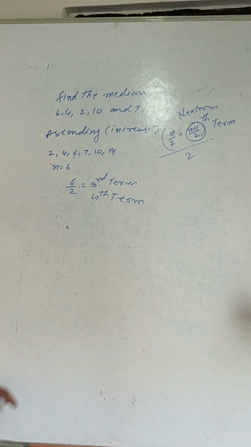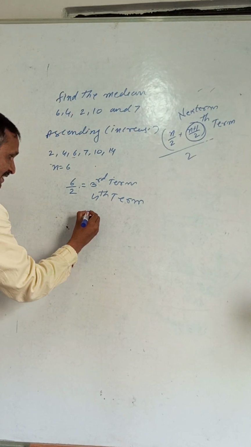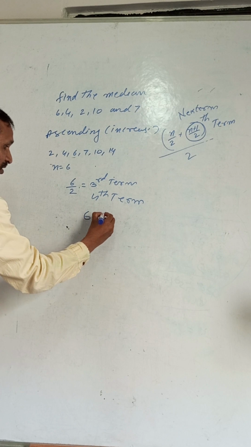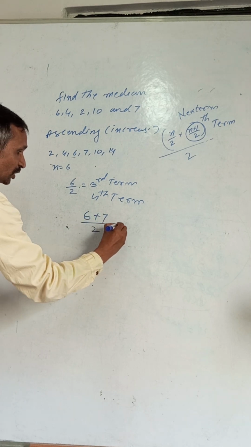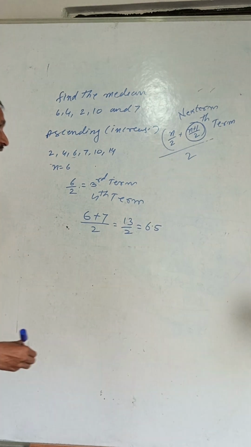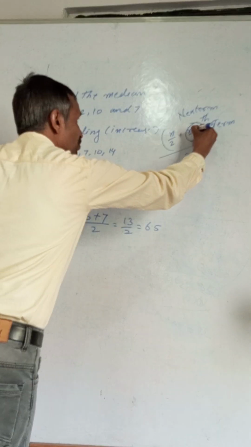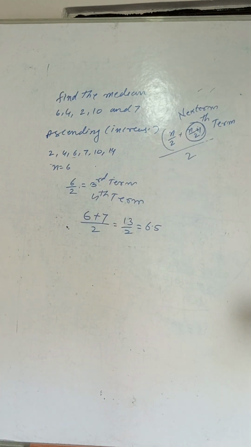So what is the third term in that? Third term is 6 and fourth term is 7. So third term 6 plus fourth term 7, by 2, is equal to what? 13 by 2 is equal to 6.5. The median is 6.5. Sorry, here it is plus 1 like this. You can think like that, next term like that it will be. So I hope you understand it.